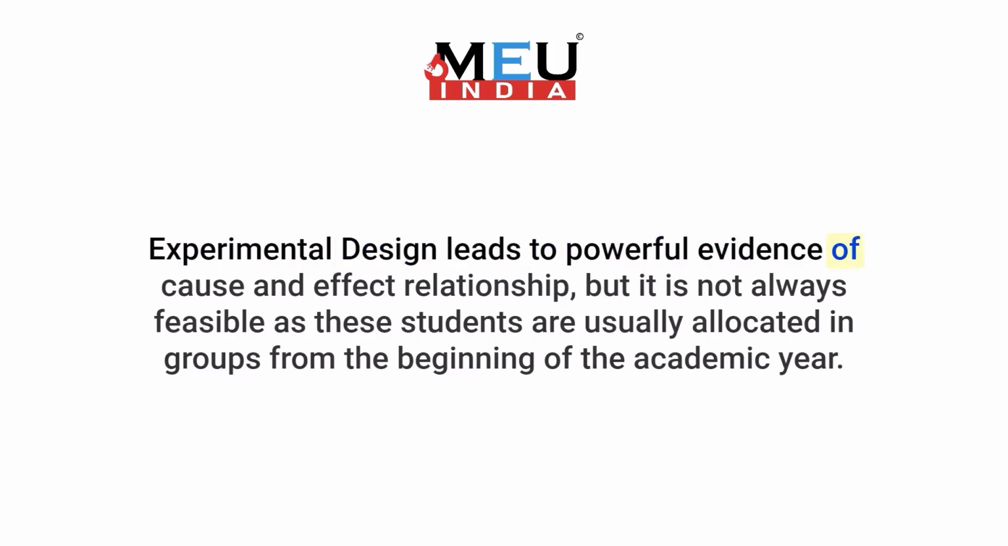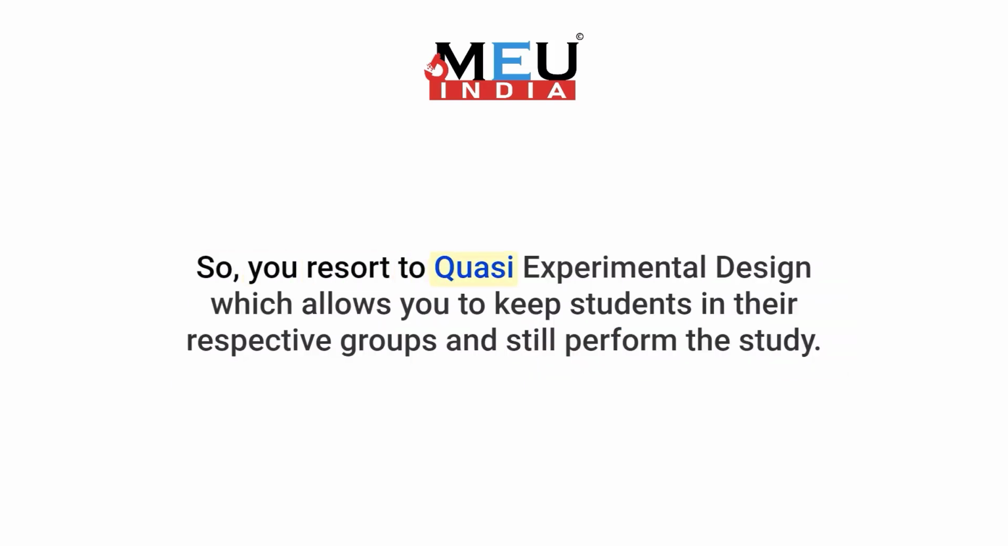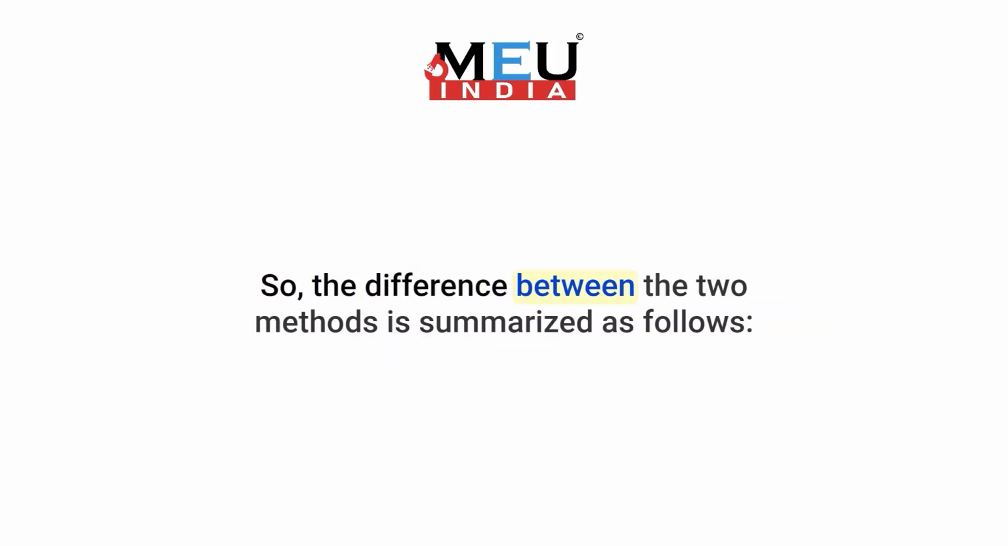Experimental design leads to powerful evidence of cause and effect relationship, but it is not always feasible, as these students are usually allocated in groups from the beginning of the academic year. So you resort to quasi-experimental design, which allows you to keep students in their respective groups and still perform the study. So the difference between the two methods is summarized as follows.